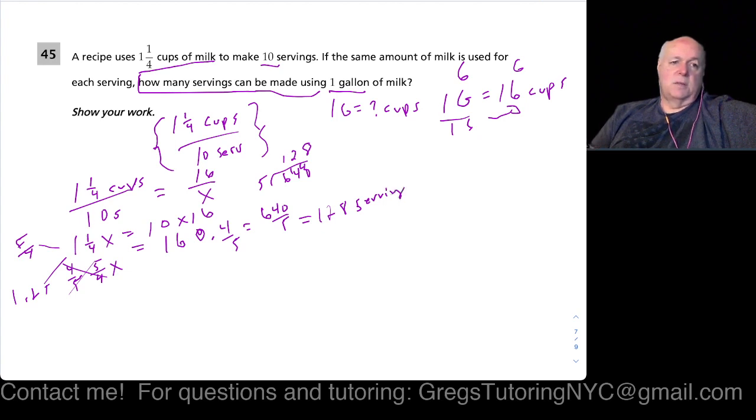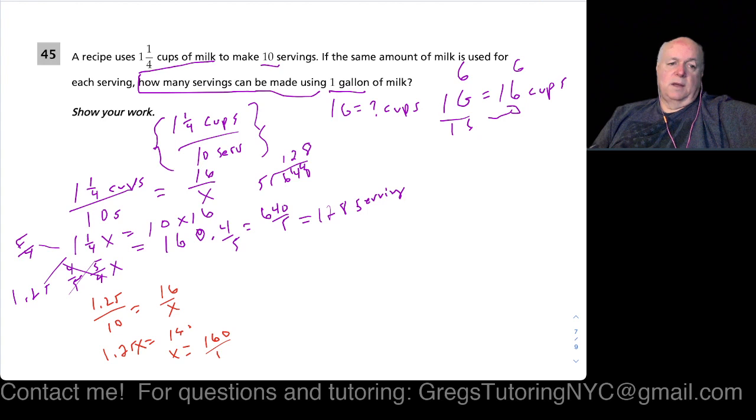Let me change the color of the pen to demonstrate that. It would have been 1.25 over 10 is equal to the 16 over the x. Okay, so we got 1.25x is equal to the 160. So then x would be equal to the 160 divided by the 1.25.